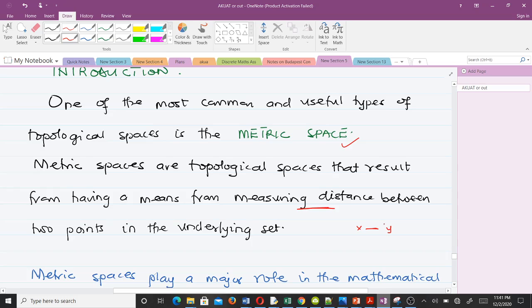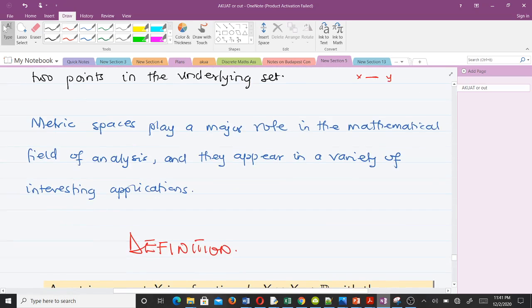Metric spaces play a major role in the mathematical field of analysis, and they appear in a variety of interesting applications, even in computer science and a whole lot. We will discuss that in our next video under metrics and information.